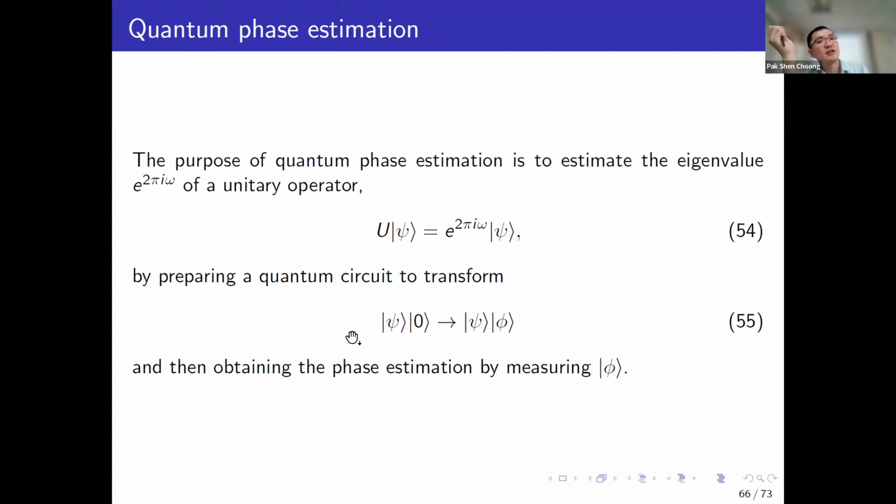So let's say this is the state that you want to estimate the phase with. So you couple it with another system, which is initialized at the zero state. And then you try to do some transformation so that the zero state evolves into the final state, which is phi. And then you measure phi to obtain the phase through the measurements. That's roughly what it tries to do.